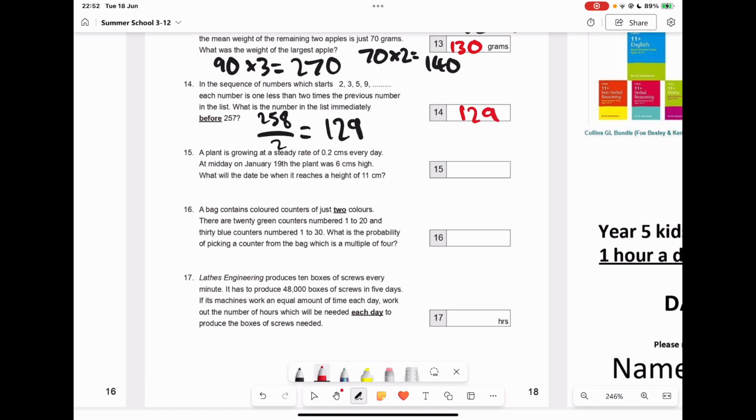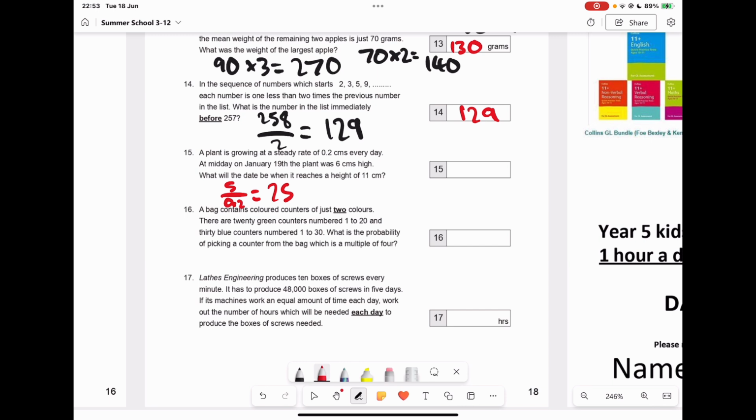Okay, question 15. A plant is growing at a steady rate of 0.2 centimeters every day, and at midday on the 19th of January, it was 6 centimeters high. So what will the date be when it reaches 11 centimeters? So, if it was 6 centimeters on the 19th of January, we know that it still has 5 centimeters to grow. So if we divide that 5 centimeters into 0.2s, that will be like doing 50 divided by 2, which is 25. So 5 divided by 0.2 is 25. So that means that it will take 25 days.